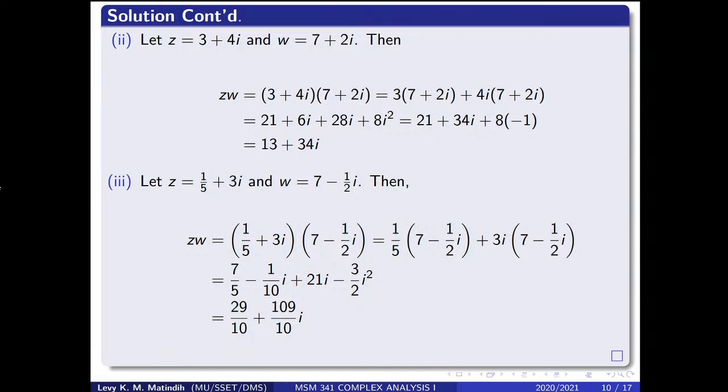Now i squared is equal to -1, which is here. So the 6i plus 28i is going to give us 34i. Then 21 minus 8 is going to give us 13. So in short, 3 plus 4i multiplied by 7 plus 2i is going to give us 13 plus 34i. In the same manner, we can multiply 1/5 plus 3i and 7 minus half of i, and then we are going to get the answer, which is here.